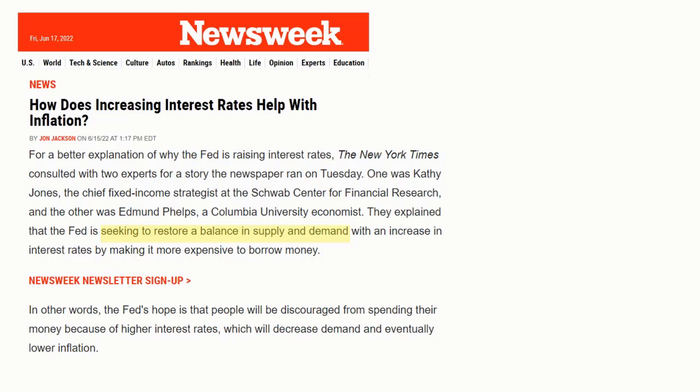And so the next part of the article goes on and talks about they had two experts. The New York Times had two experts they brought in, talked about why this is happening, and they explained that the Fed is seeking to restore a balance in supply and demand. And so they do this by increasing interest rates. And so it makes it more expensive to borrow money.